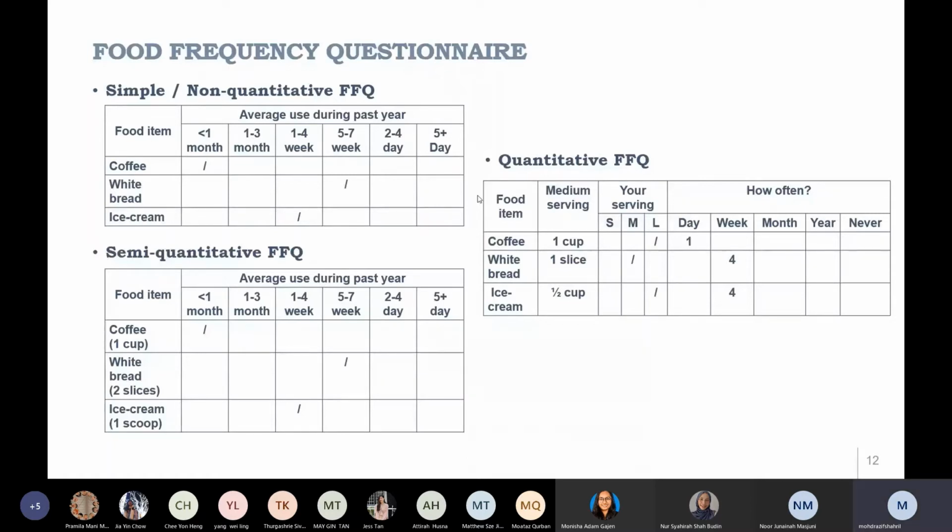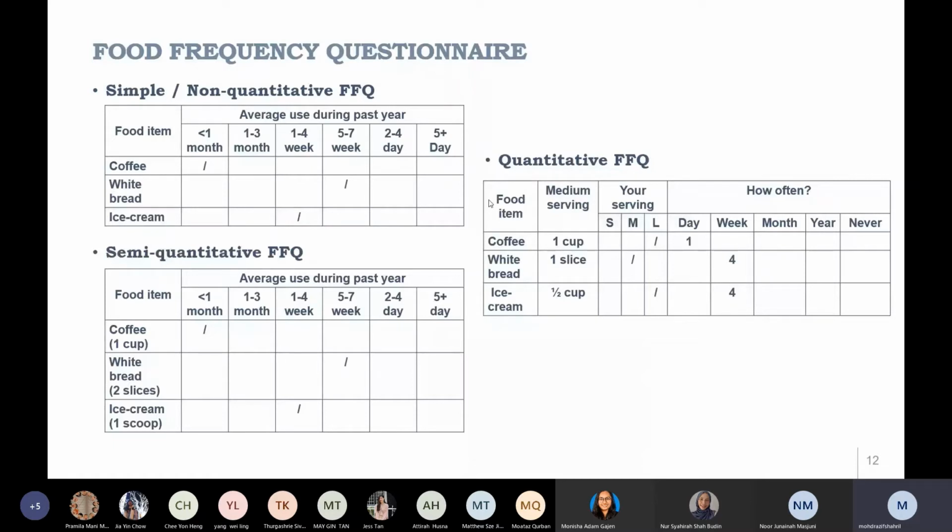So it looks simple, but there is some estimation going on in the minds of the respondents, compared to non-quantitative FFQ, where they just tick according to food intake and the average use in the past, without taking into consideration the portion size and so on. So in semi-quantitative FFQ, we can estimate the nutrient intake because we have serving size there.